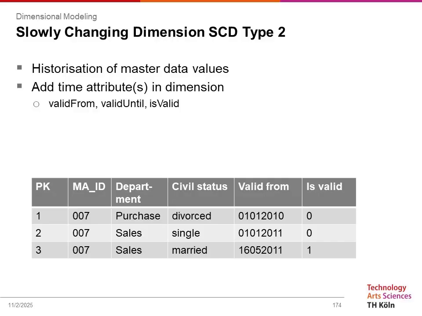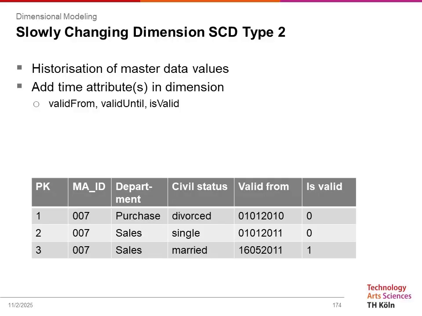Yes. Each row represents a specific version of that customer's attributes over a period of time. You add columns like valid from, valid until, maybe an is valid flag. So you can join the fact record, based on its timestamp, to the correct version of the dimension record that was active at that time. Exactly. It ensures temporal accuracy in your historical analysis. Absolutely vital for reliable self-service BI.